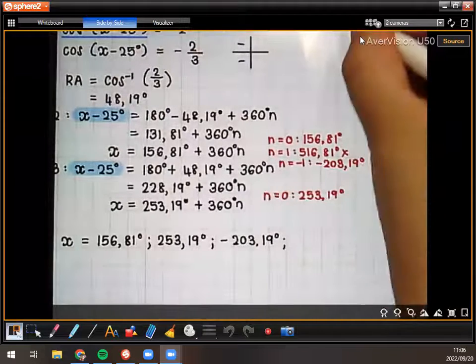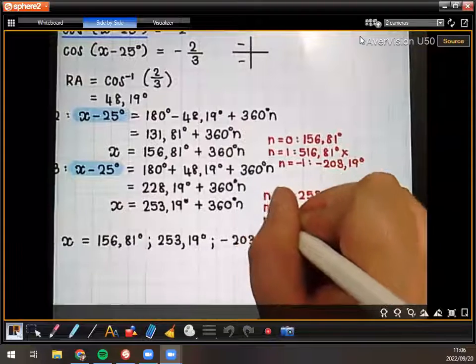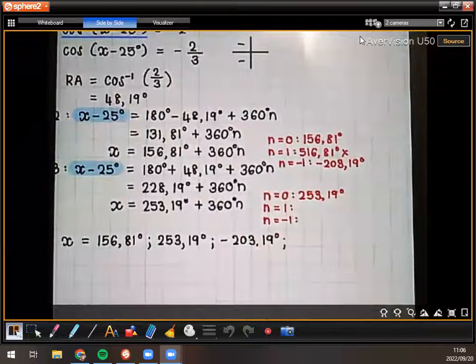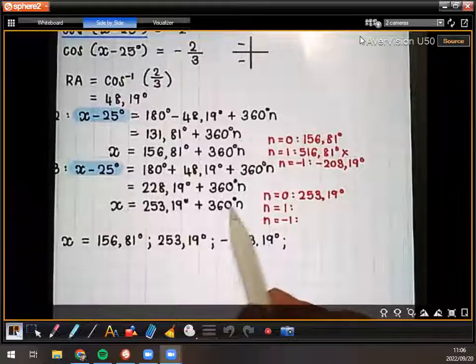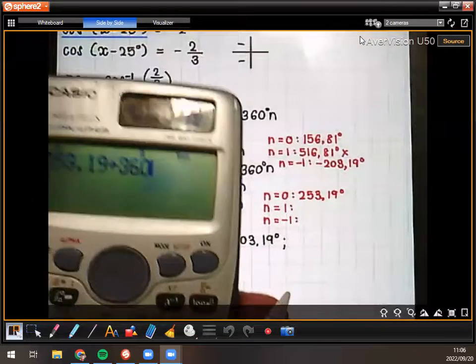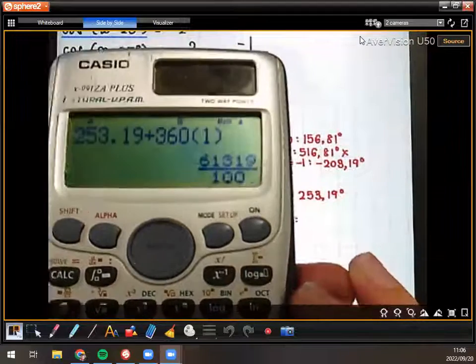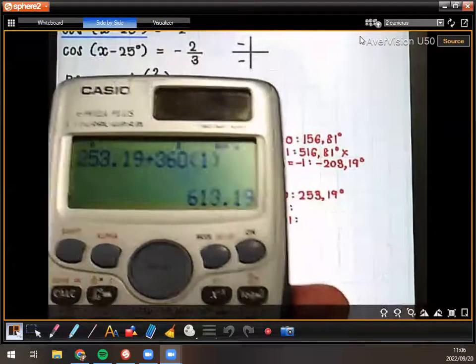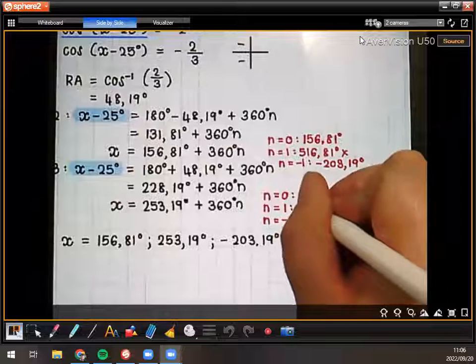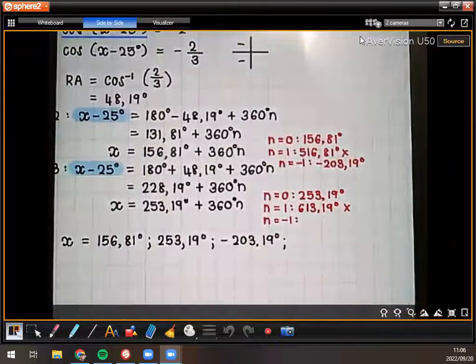For this one, we can do a similar thing. If n is 1, and then we're going to see what happens if n is negative 1, which values we get there. Now I'm taking this general solution, 253.19 plus 360 times 1, which is just the same as adding 360, right? Getting 613.19. That is way too big, right? It's meant to just go to 360.